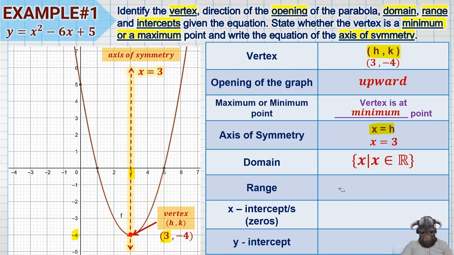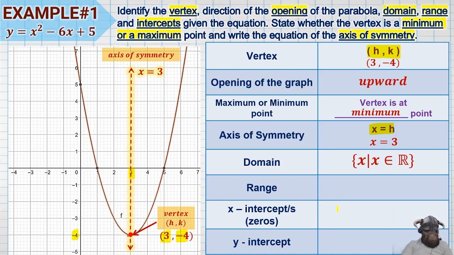Next, the range. Now, so as you can see, your parabola is opening upward. That means from the vertex or the y value of your vertex, which is negative 4, pataas siya. So, is it greater than or less than? So, ang sagot dyan is greater than. Kasi pataas siya. So, y values will be from negative 4 going up. So, the answer is y is greater than or equal to negative 4.